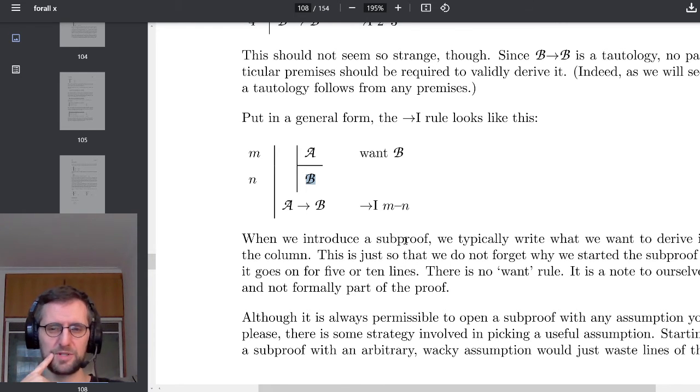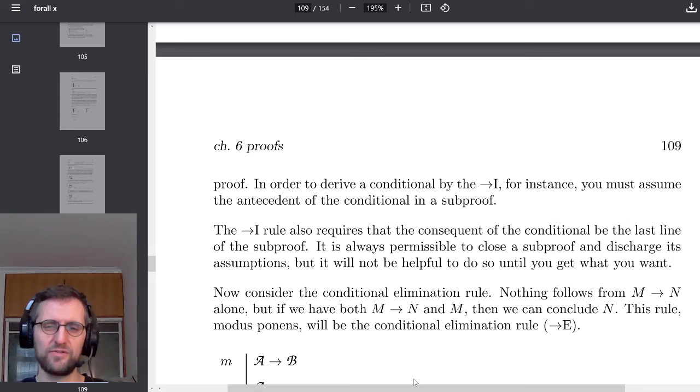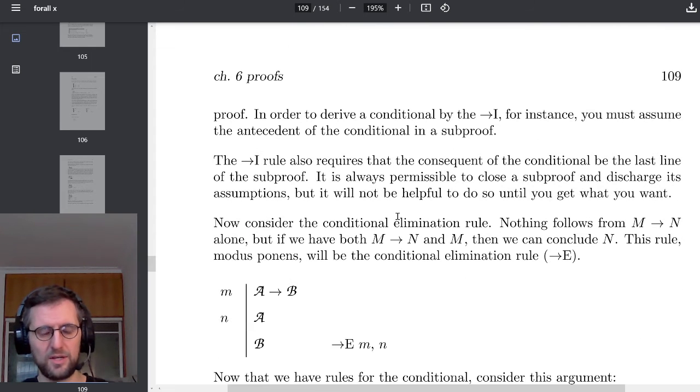Although it is always permissible to open a subproof with any assumption you please, there's some strategy involved in picking a useful assumption. Starting a subproof with an arbitrary wacky assumption would just waste lines of the proof. In order to derive a conditional by the conditional introduction, for instance, you must assume the antecedent of the conditional in a subproof. So you should always start with the antecedent. In if A, then B, the antecedent is the A, while B is the consequent. The introduction rule also requires that the consequent of the conditional be the last line of the subproof. It is also permissible to close the subproof and discharge its assumption, but it will not be helpful to do so until you get what you want.